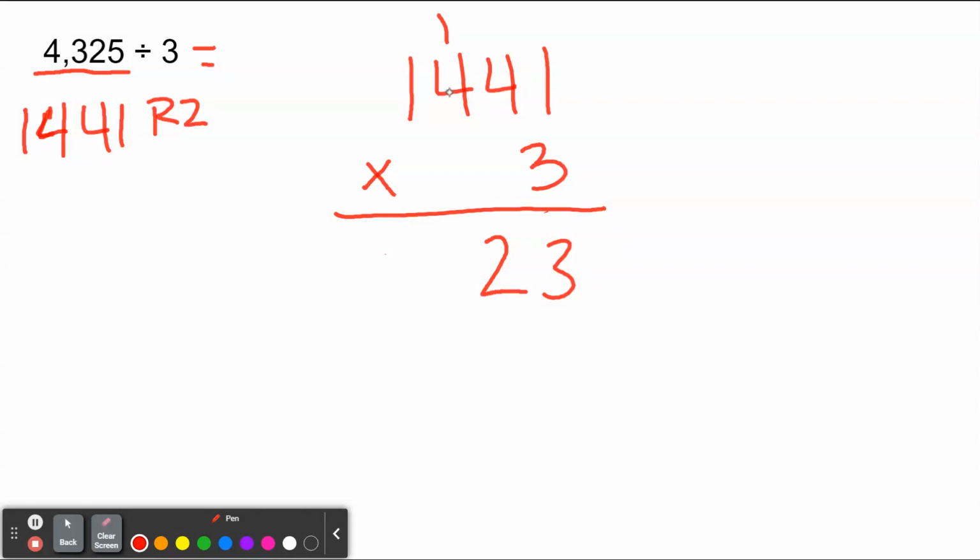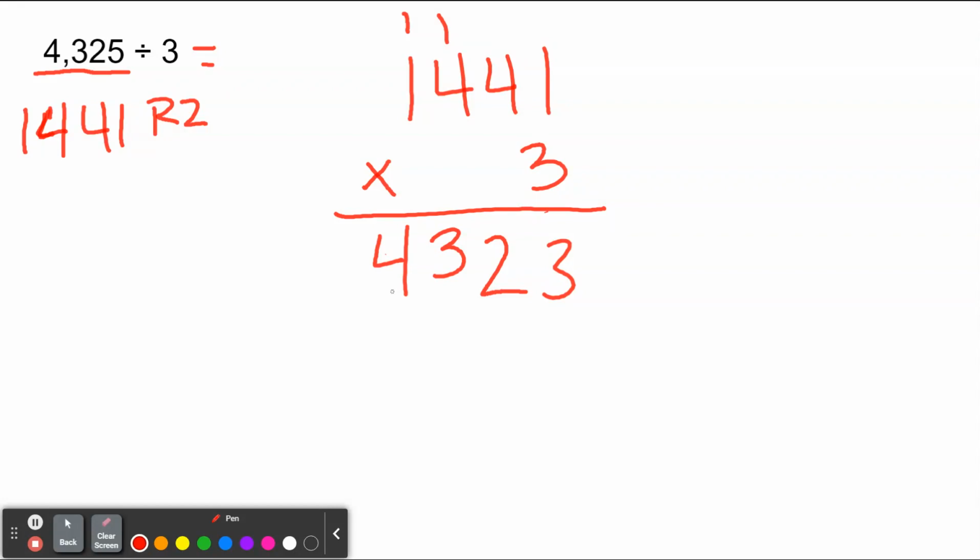So I have 4 hundreds times 3. So 3 groups of 400. So that's going to give me 12 hundreds plus 1 more 100 is going to be 1,300. So I'm going to turn those 10 hundreds into 1,000. So I have 1,000 times 3, which is 3 plus 1 more, which is 4,000.